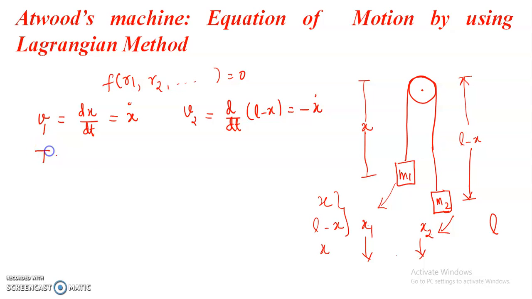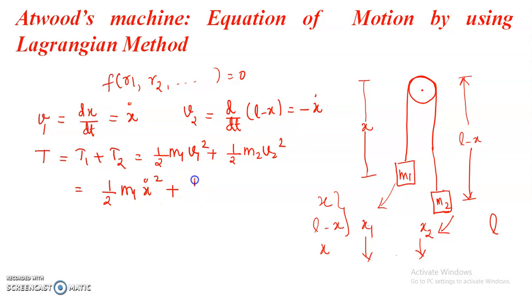Now the kinetic energy of the entire system, kinetic energy of mass m1 plus kinetic energy of mass m2, is equal to T1 plus T2 equals half m1 v1 squared plus half m2 v2 squared, equals half m1 x dot squared plus half m2 times minus x dot whole squared. So it is x dot squared, and it is equal to half into m1 plus m2 into x dot squared. So this is the total kinetic energy of the Atwood's machine.